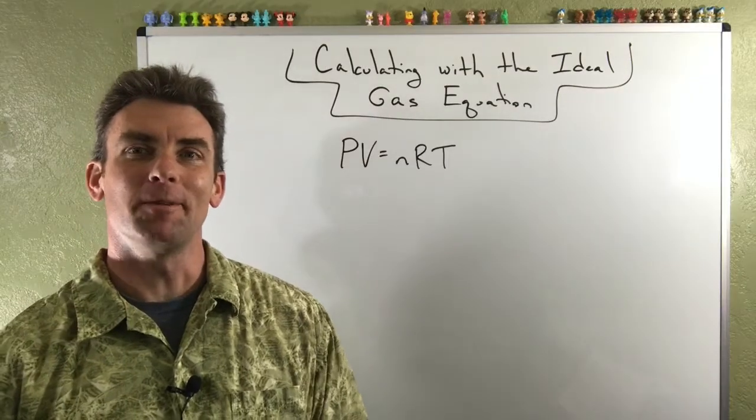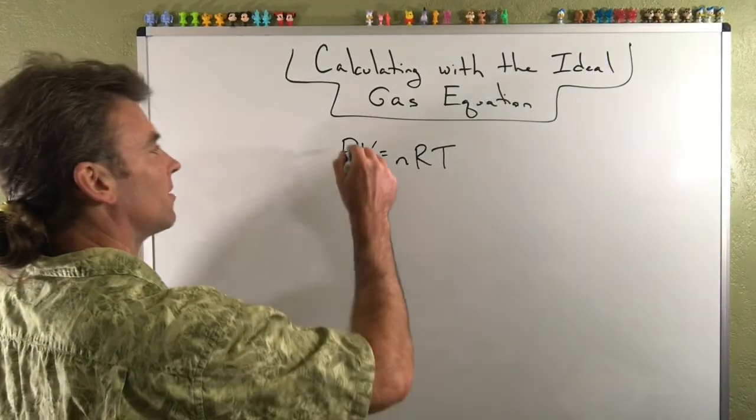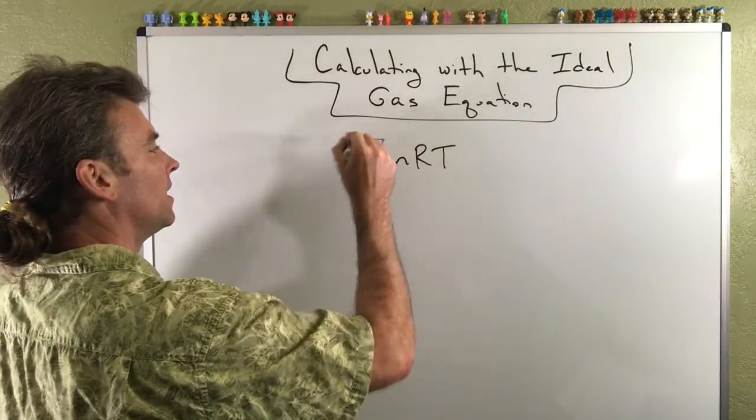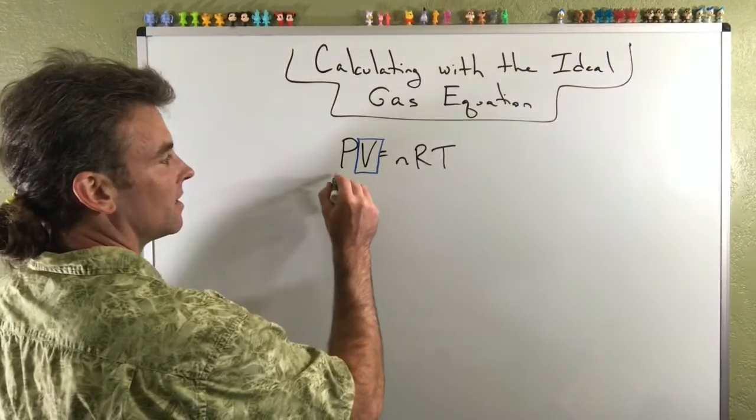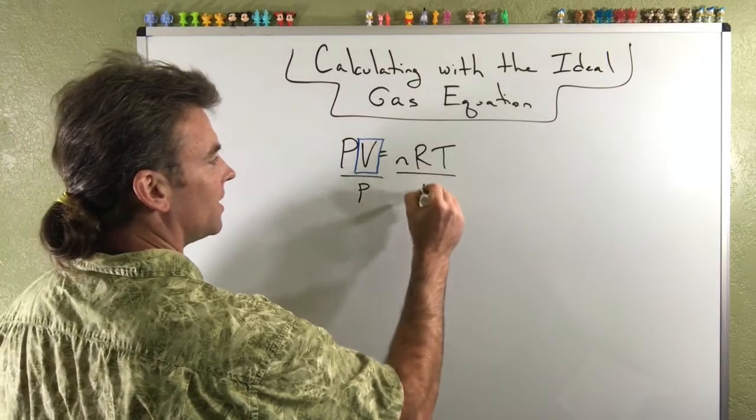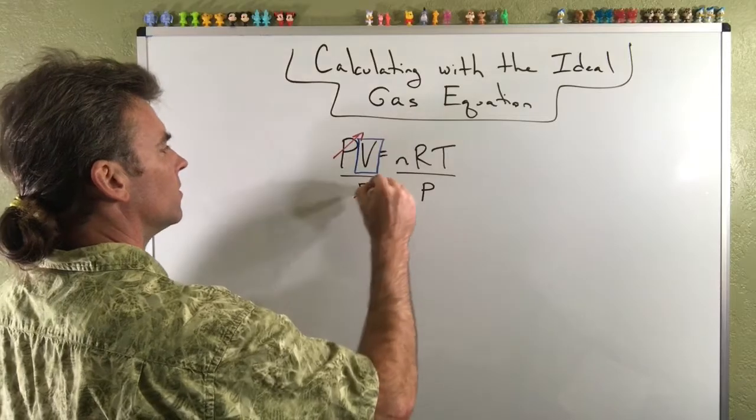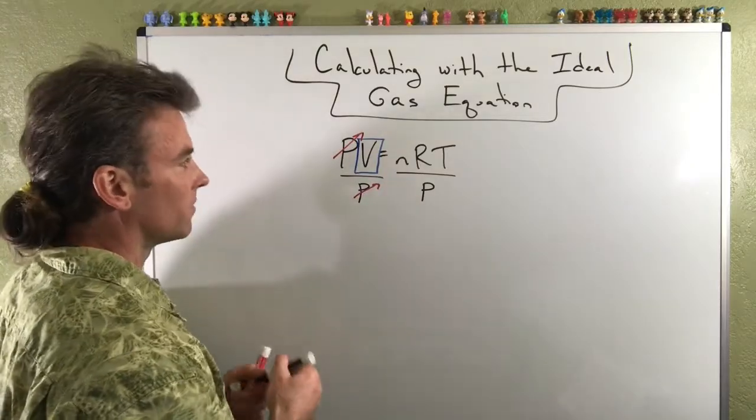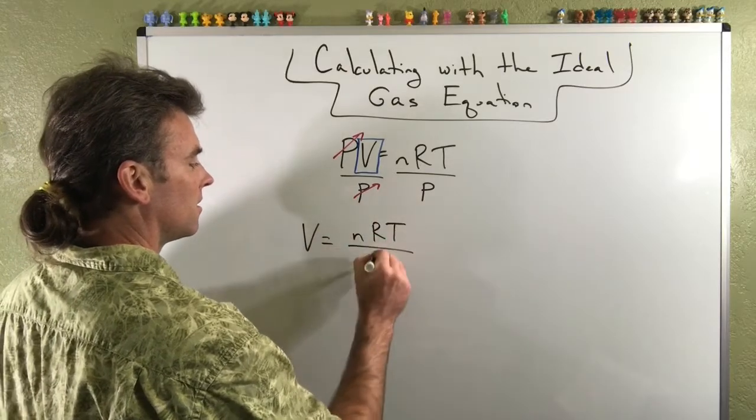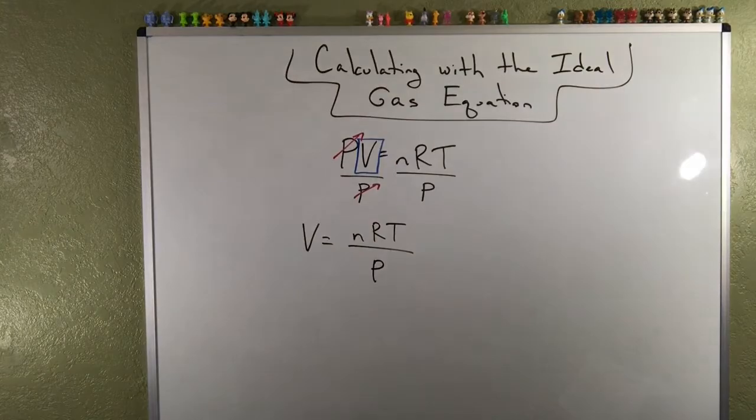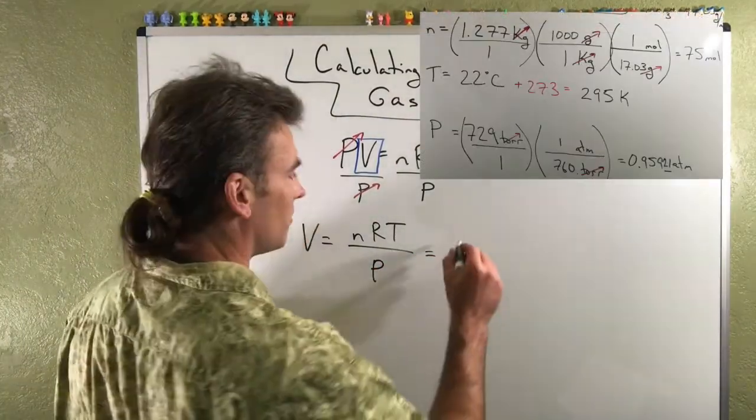So by now you're probably sick of watching me do algebra on the board, but just to make sure I beat that dead horse until it really is good and dead. Let's solve for volume, and we know that we need to divide by P on both sides. P goes away over here, and we're left with our expression, which is V equals nRT over P. And then we're gonna plug everything in, and I've got it written over here for myself.